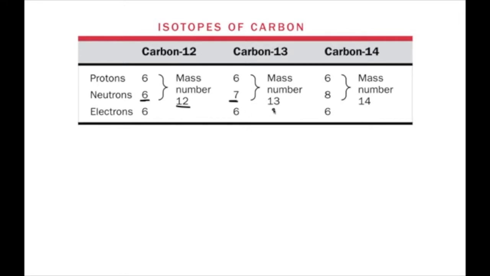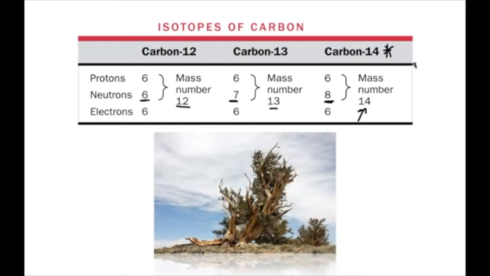And if you add 6 plus 7, that gives you the mass number of 13. Some atoms have 2 extra neutrons, 2 more than the normal number. And the mass number here is 14. This is probably the one that you're most familiar with. Carbon-14 is what we use for dating. Not dating, will you go out with me, but dating, how old is that tree?